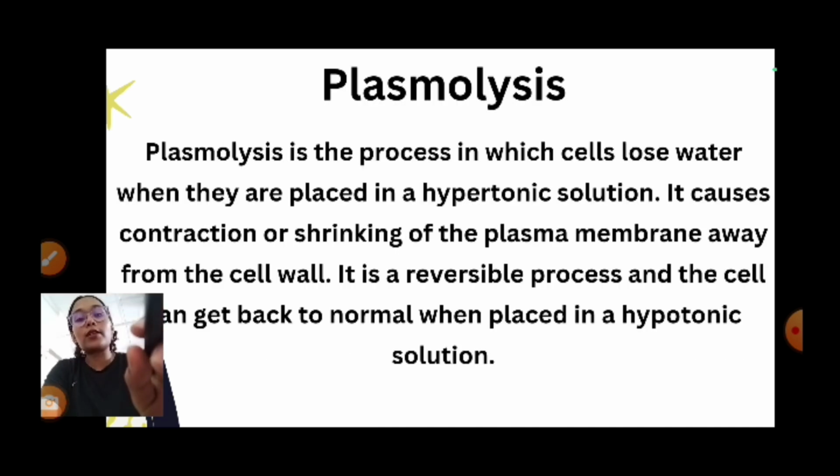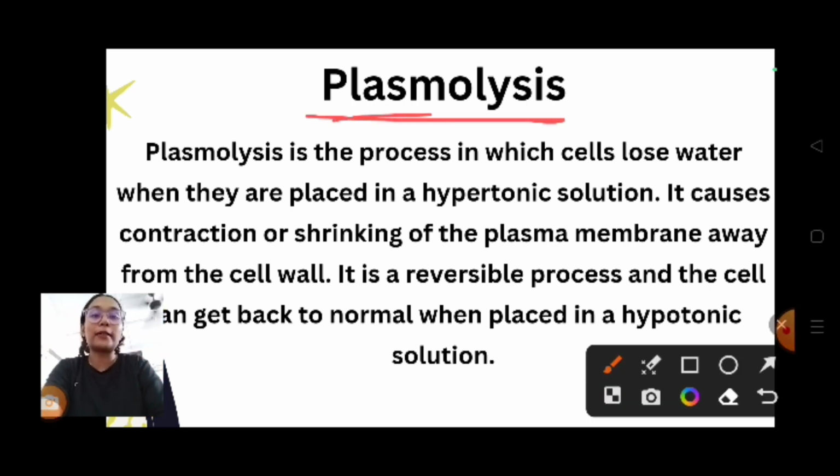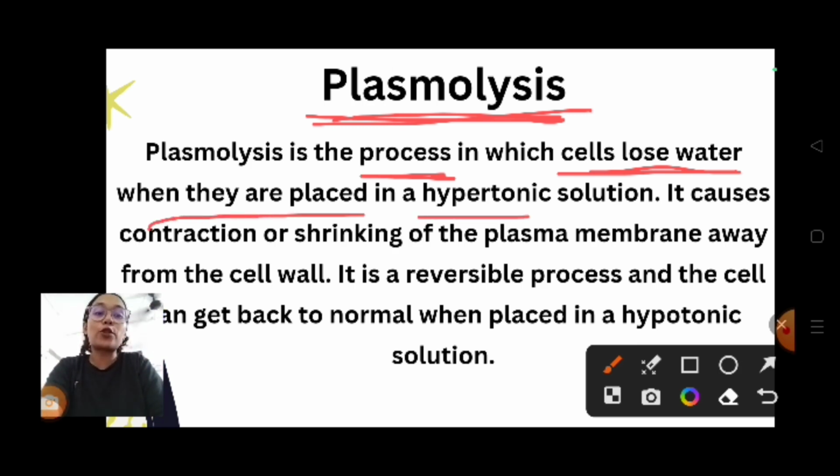So there is one more concept called plasmolysis. What do you mean by plasmolysis? It is a process in which the cell loses water. The cell loses water when it is placed in a hypertonic solution. We already studied hypertonic solution. In a hypertonic solution, the surrounding medium has less water content as compared to the cell. So what will the cell do? The cell will release water and the cell will shrink.